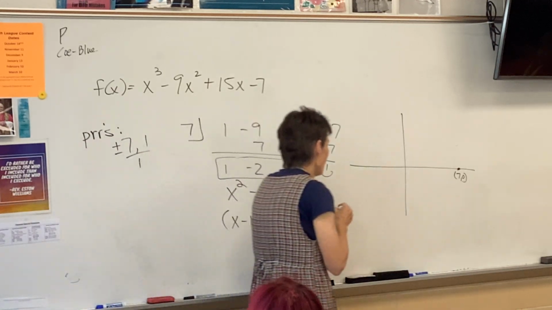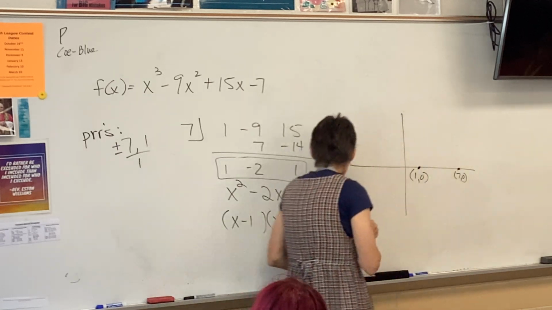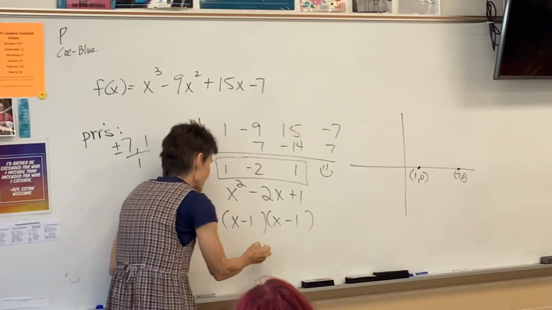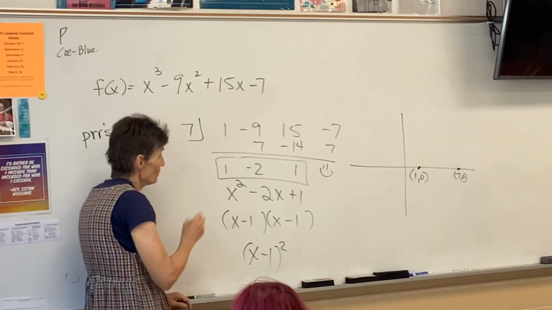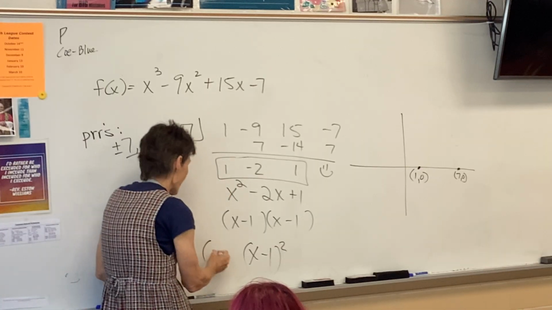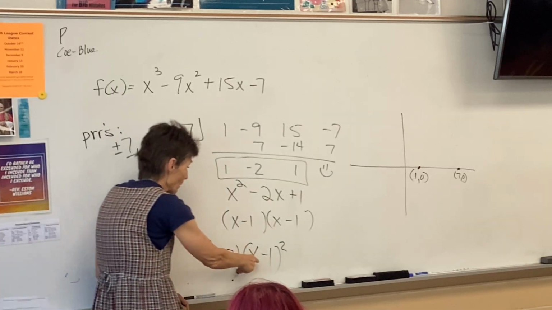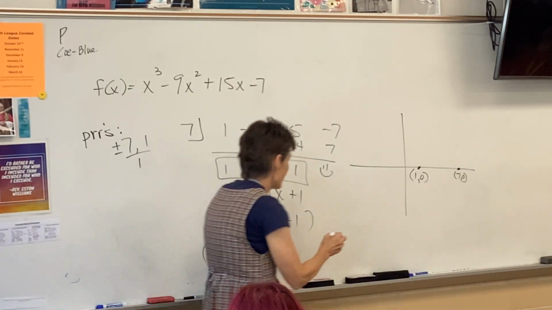There's a dot at 1, but that dot actually happens twice, which means that factor is squared. The factor with the 7 is not squared, it's just a regular factor, but that one's squared because it happened twice. All right, so I'm gonna start down here.